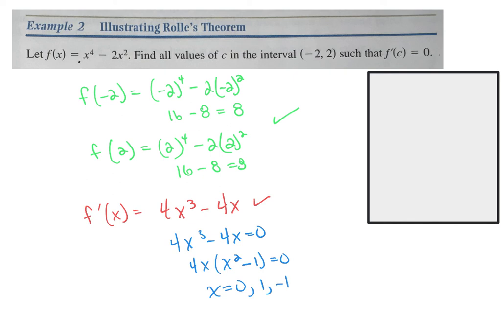And actually all three of these are on the interval. Now, there will be times when you could have a critical value that fell out of that interval. As long as one of them fell in it, you're proving Rolle's theorem. In this case, all three of them do. So here we can see that from negative 2 to positive 2, all three of these fall in that interval. So yes, Rolle's theorem applies here.